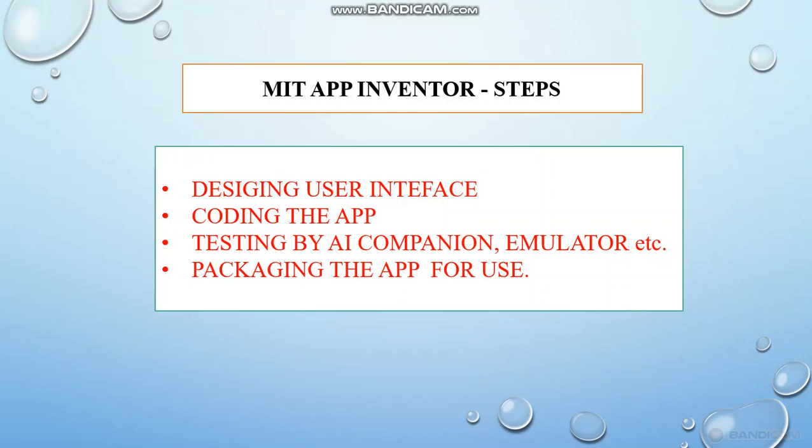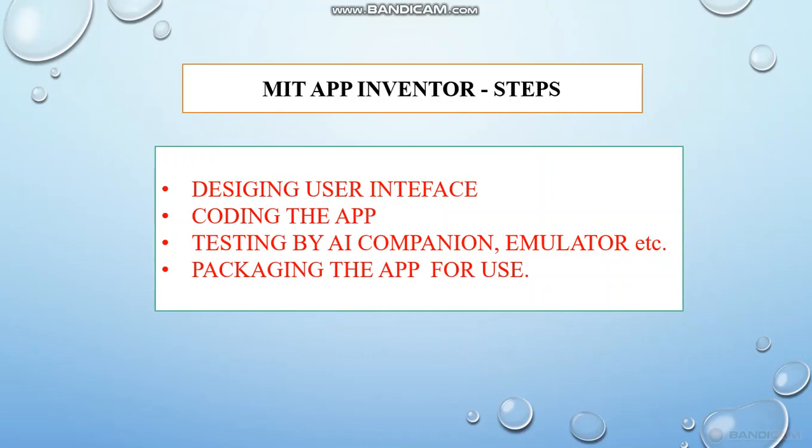Next we'll see the MIT App Inventor steps, how to develop the app. The first step is to design the user interface. The next step is to code that app. The third step is to test the app by using AI Companion or an emulator, and the fourth step is to package the app for use.